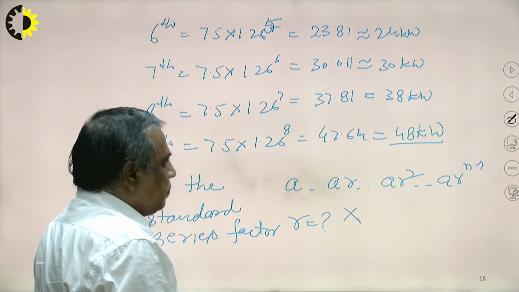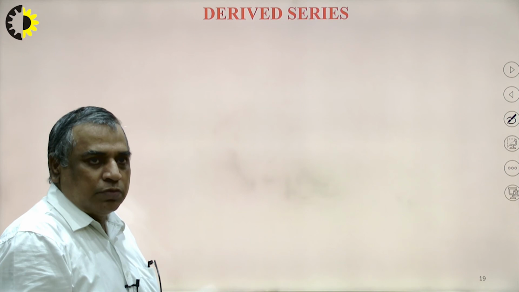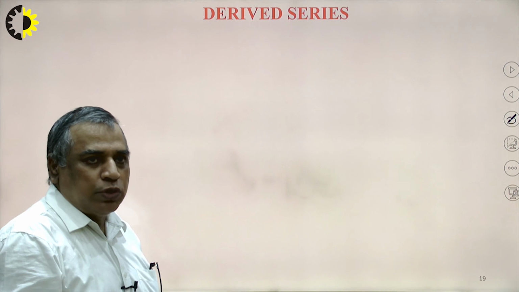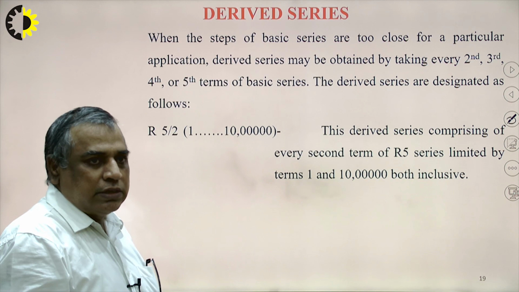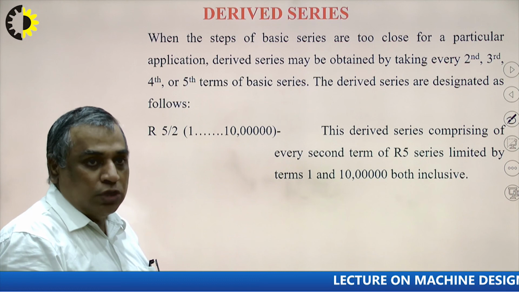Then next is a derived series. Sometimes the series is too long, then some specific models we select. So derived series are the series which are derived from the basic series R5, R10, R20, R40, R80. The designation of the derived series is like this: R5/2. This is a derived series comprising every second term of the R5 series, limited, term 1 and the end term both inclusive, as shown by the closed parentheses.